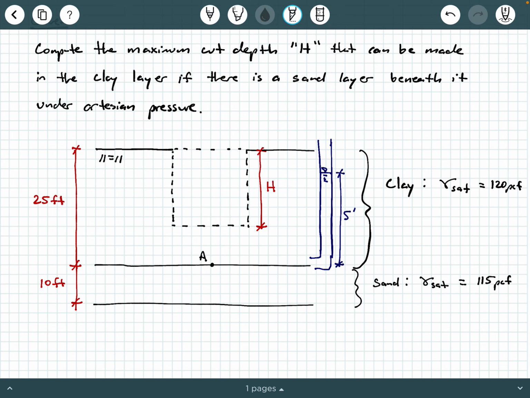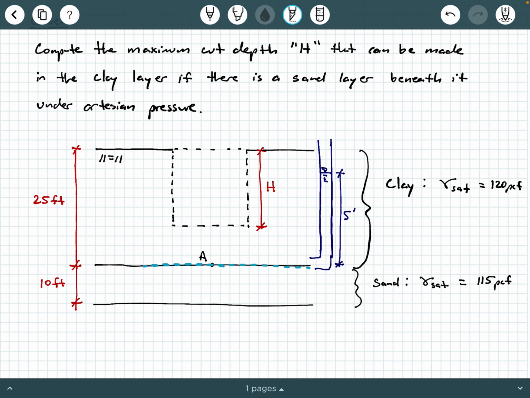Now, the clay layer that we are dealing with is 25 feet deep, okay? And then beneath the clay layer, we have this 10-foot sand layer. Now, the clay layer, which is this layer here, has a saturated unit weight, which is a type of total unit weight, of 120 pounds per cubic foot. And then that 10-foot sand layer has a saturated unit weight of 115 pounds per cubic foot.